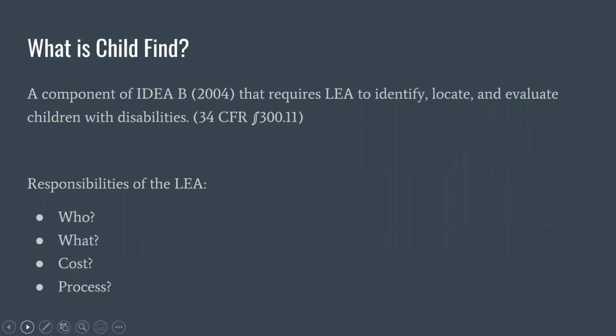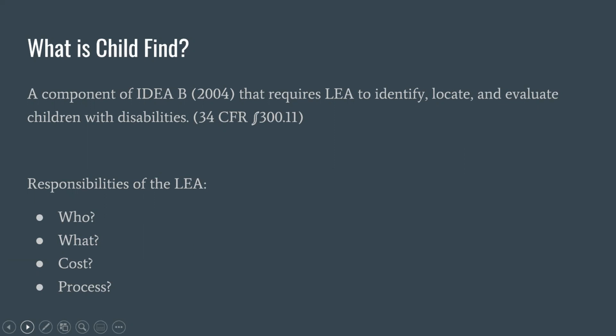What is Child Find? It is a component of IDEA-B that requires the LEA, or the local education agency, in this case Cy-Fair ISD, to identify, locate, and evaluate children with disabilities. Three things that I want you to get out of this slide: identify, locate, and evaluate. Most important part of this.